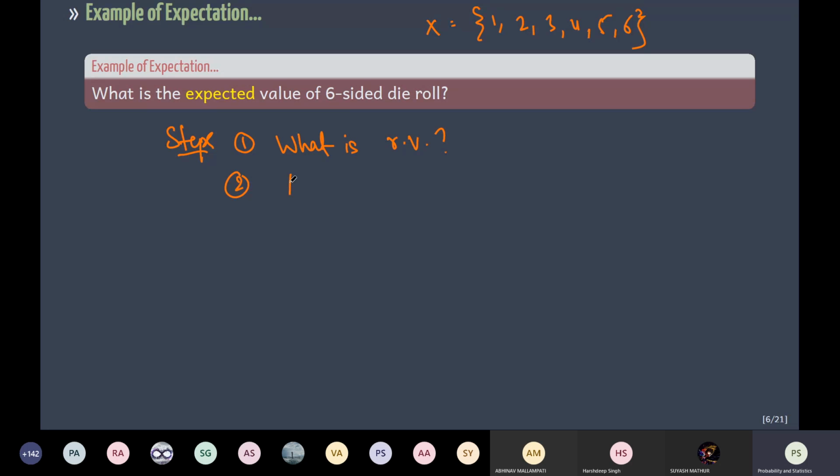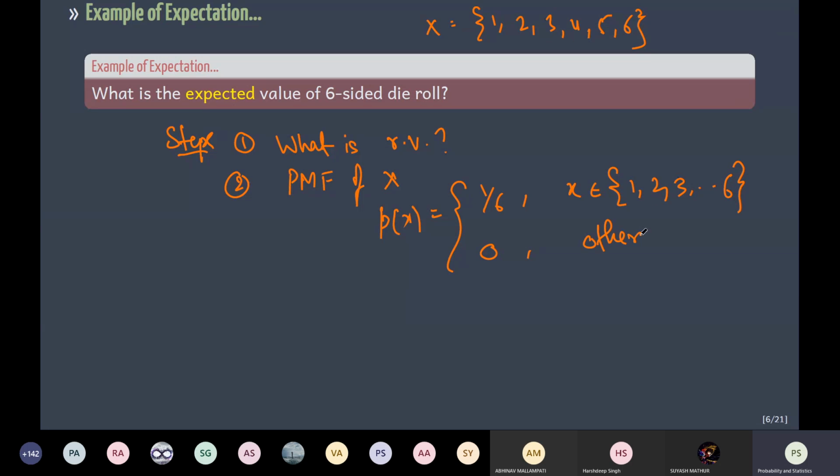The second step is the PMF of x. What is the probability of getting a 1? It's 1/6, and this is true for all x in 1, 2, 3 up to 6, and it is 0 otherwise. So that's the PMF, and that's it.